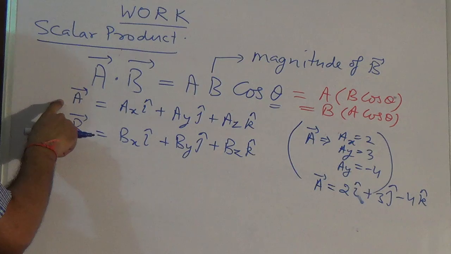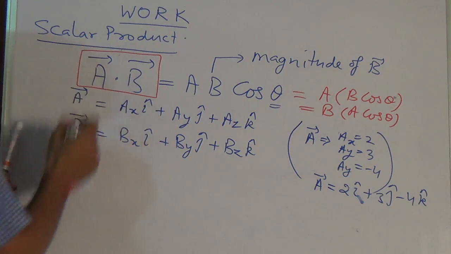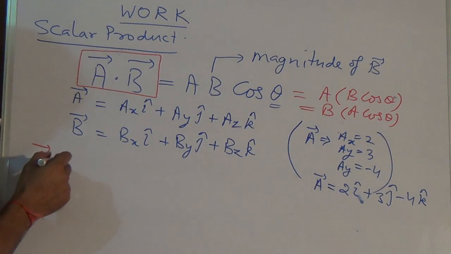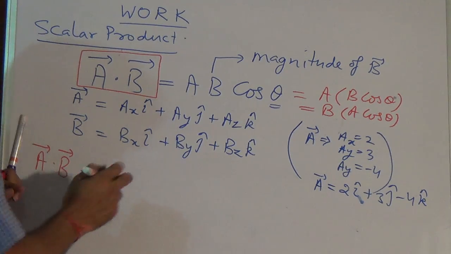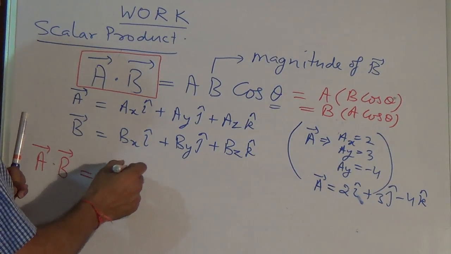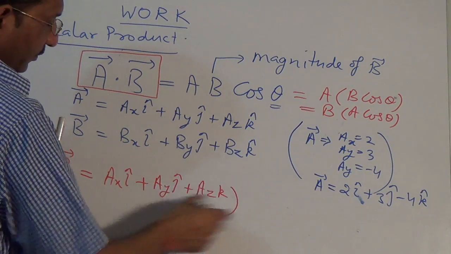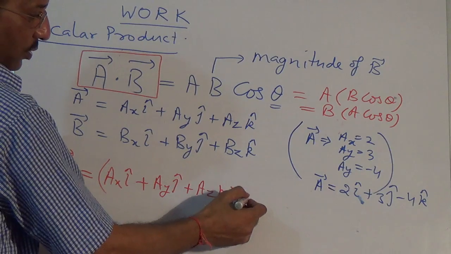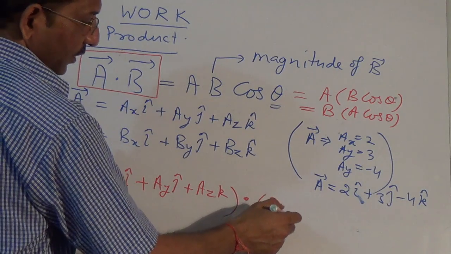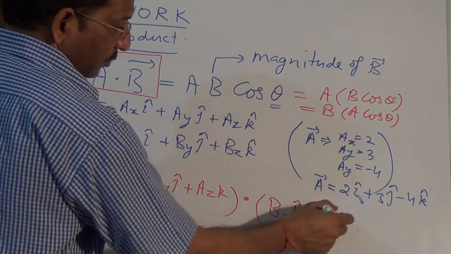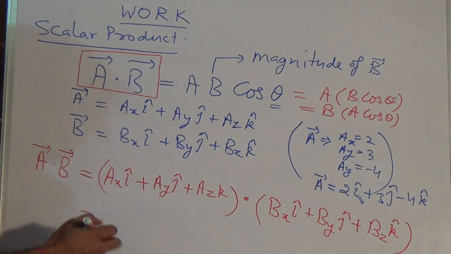Now I have to put this value of vector a and vector b into the left hand side. So I have to find out the result for vector a dot vector b. So this is equal to, first of all I have to write the value of vector a, that is axi plus ayj plus azk. This is vector a, dot, the scalar product with the second vector, that is vector b, bxi plus byj plus bzk. So now I have to find out the scalar product.